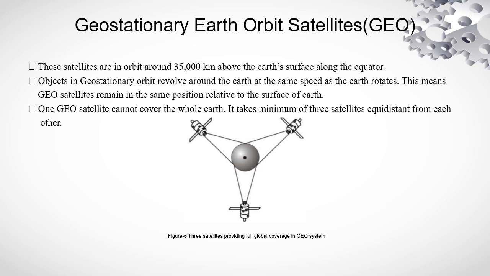One geosatellite cannot cover the Earth. It takes a minimum of 3 satellites equidistant from each other. The figure shown in this slide shows how the geostationary satellites are placed around the Earth in a pattern, which means that one satellite is not enough to cover the Earth. So we need 3 or more satellites in a pattern so that they can cover the whole Earth.